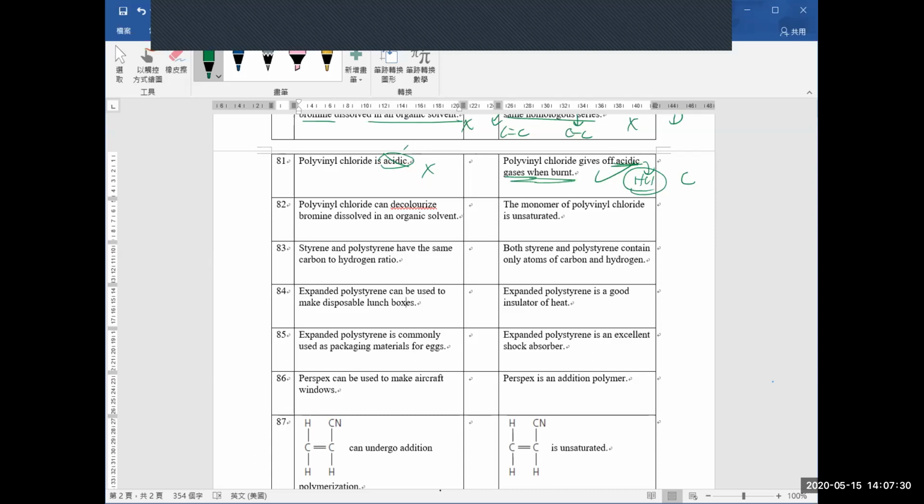PVC can decolorize bromine dissolved in organic solvent. The monomer of polyvinyl chloride is unsaturated.